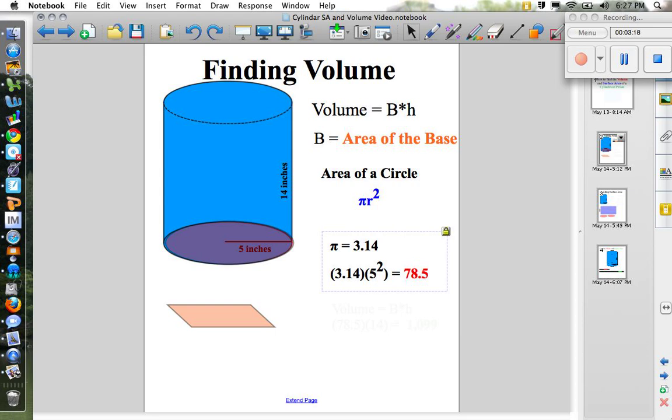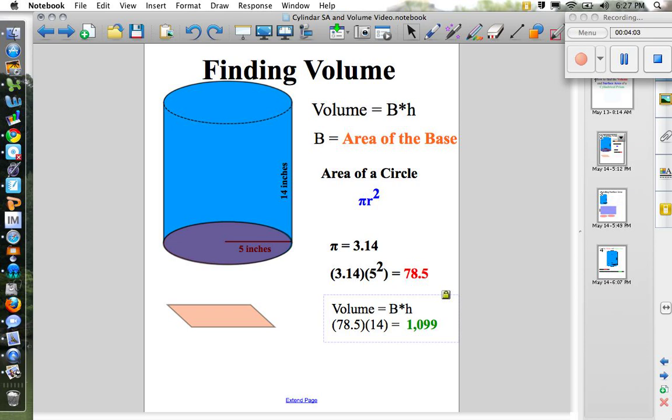Now we need to take that 78.5 and multiply it by the height to get the volume of the entire thing. You'll see me moving this up and down. We want the volume of this whole thing, so we multiply the area of the base, 78.5, by the height, which is 14 inches. The volume, which is the area of the base times the height, 78.5 times 14, comes out to 1,099. You know what I forgot to put on here? Inches cubed. So it should be 1,099 inches cubed.